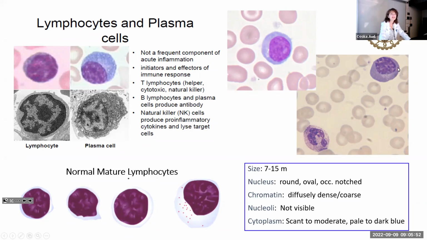Now, to my utter amazement, a few years ago, I realized that some of my students didn't know what a clock face means. This is a classical clock with the numbers. So chromatin looks like it's distributed like the numbers on a clock. Hence the description, clock face nucleus.